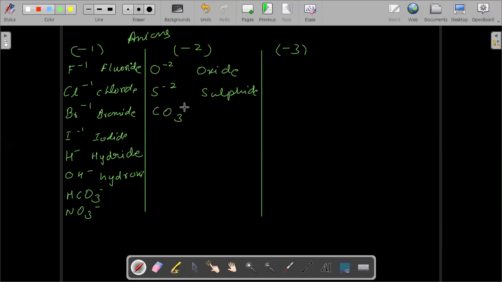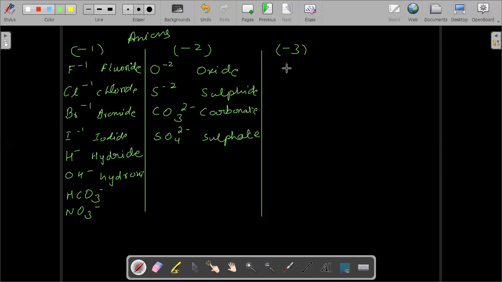Then it will also form carbonate, CO3 -2. Remember that carbonate is a divalent anion, whereas hydrogen carbonate is monovalent. Then you have sulfate, SO4 2 minus. So this is a sulfate ion. If you remember anything else, we'll just add to the list over here.